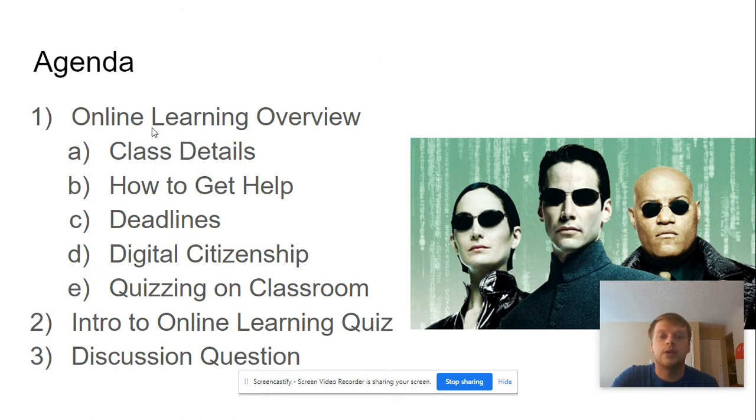We're going to start with an overview of what online learning looks like. We'll talk about details in my class, how you can get help, and the deadlines that you have. I'm sure those are the biggest concerns for students. I also want to address something called digital citizenship. You are still students in this classroom, so I want to make sure that we're behaving accordingly. And then I'm going to go over how to take quizzes on Classroom in my class because we haven't done that before.